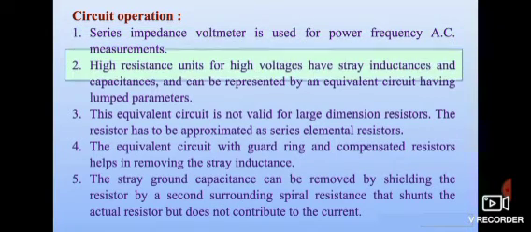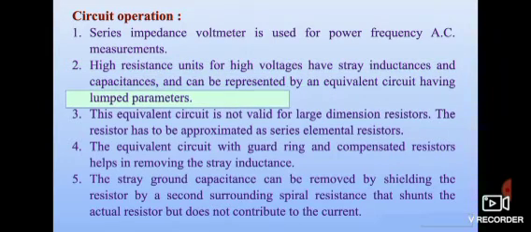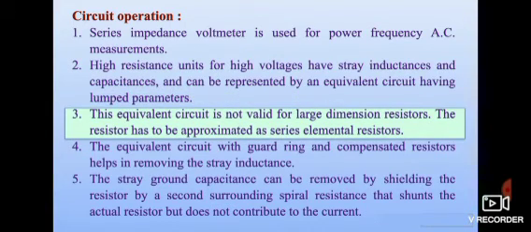High resistance units for high voltages have stray inductance and capacitance. The first figure shows the stray inductance equivalent circuit and the last figure shows the stray capacitance equivalent circuit, and they can be represented by an equivalent circuit having lumped parameters. They are represented in the figure. This equivalent circuit is not valid for large dimension resistors. The resistor has to be approximated as a series of elemental resistors.